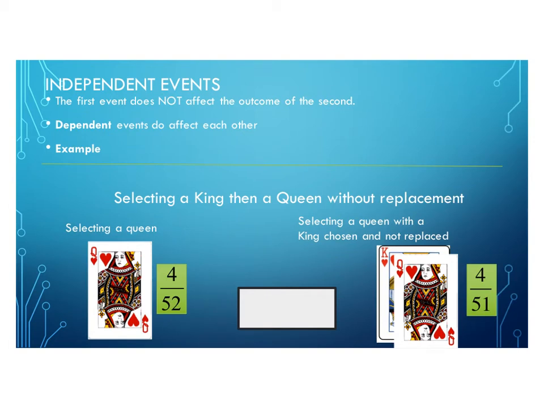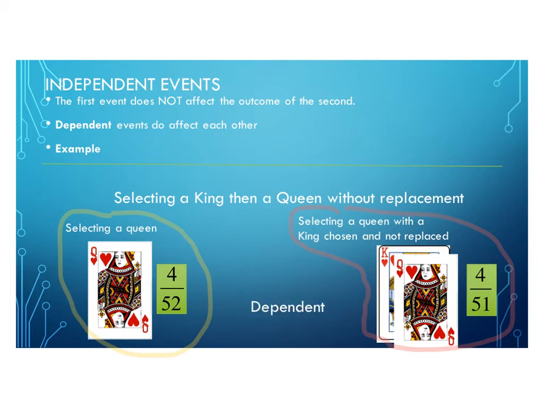Let's look at another example. Let's say we're selecting a queen again. We are selecting a queen, and notice we do have a probability of 4 out of 52 again. And for our other event, notice we're selecting a king with the queen chosen but not replaced. So it's like I grab the first card, it's a queen, but I keep it, I don't put it back in the deck. Well, what happens to our probability of obtaining a king? Well, it changes. So because of this change, we say these events are dependent.